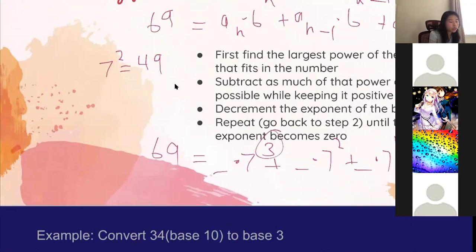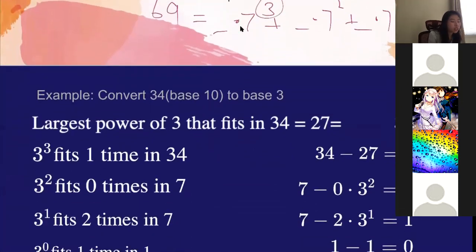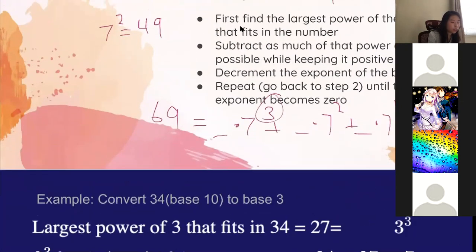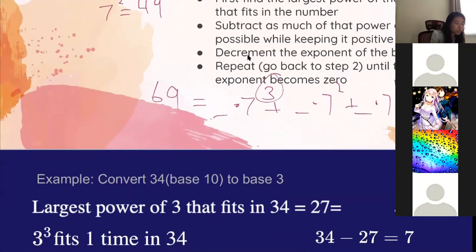The first thing we're going to do is find the largest power of the base that fits in the number, and then subtract as much of that power as possible while keeping it positive. Then we decrement the exponent of the base. So here we have 34 base 10. What's the largest power of 3 that's going to fit into 34? That's 3 to the 3, which is 27. Now, step two, we subtract as much of it as possible. It fits only one time, and that leaves us with 7. Now you decrement the exponent.